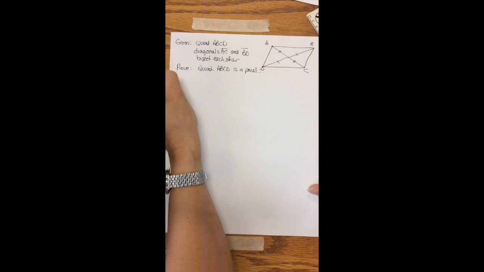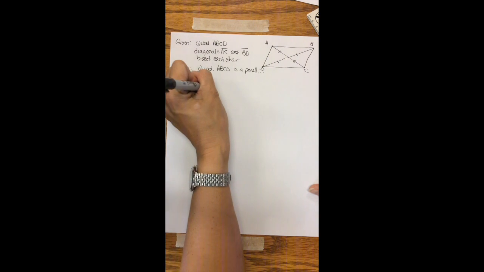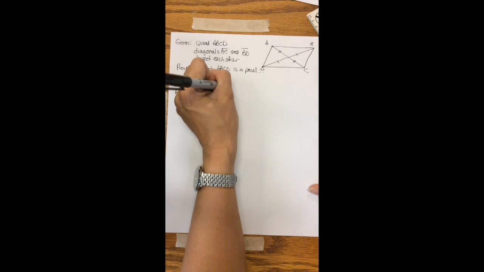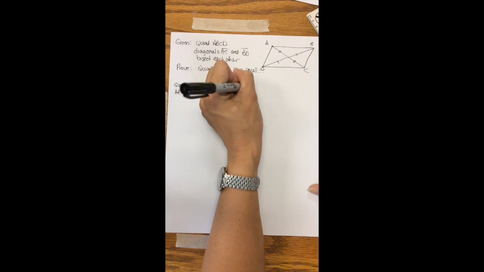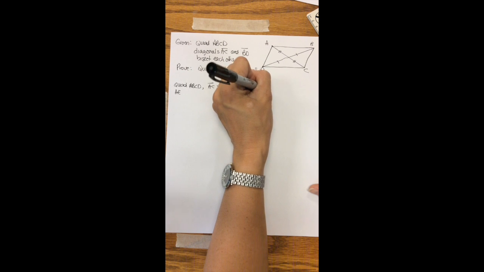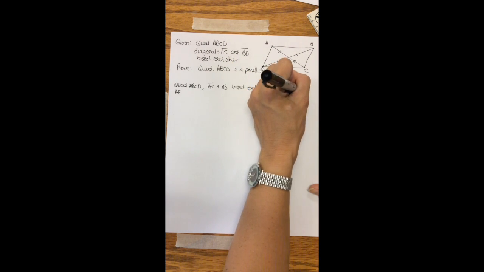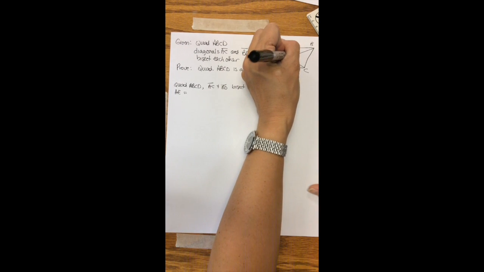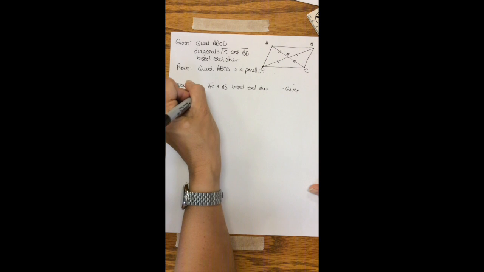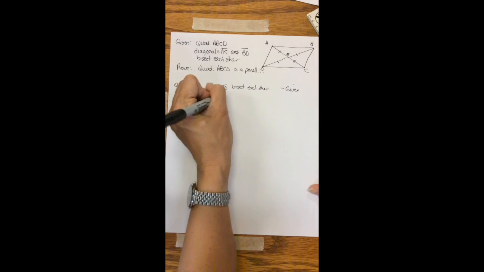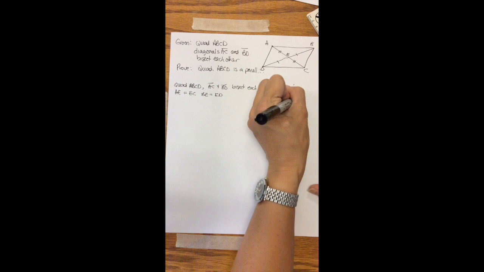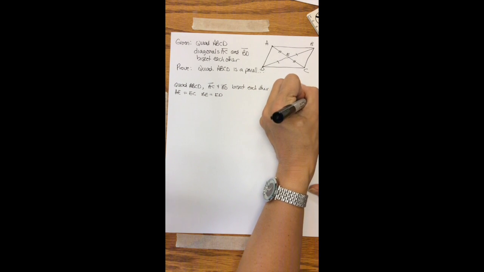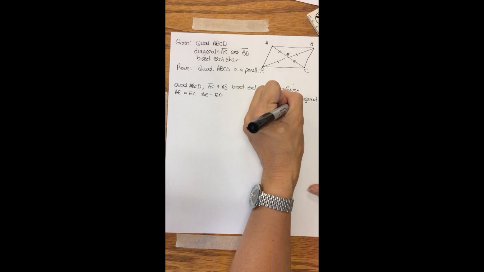All right, so quadrilateral ABCD is given, and AC and BD bisect each other. This is all, in fact, given. So now we can say that AE equals EC and BE equals ED. Definition of segment bisector.